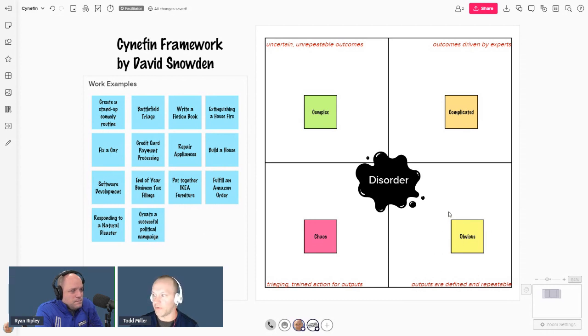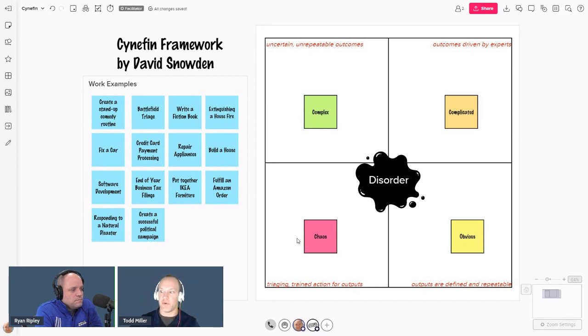Obvious, where outputs are defined, it's very repeatable, inputs are explicit. Think repeatable, think build a widget, very repeatable work. Complicated, which is repeatable, but the inputs might not always be easy to find or explicit, right? The outcomes and outputs are still pretty certain, but we need experts every step of the way, kind of baby stepping this thing through. That's complicated. Complex, where we may not even know what the inputs are. Outputs are very unrepeatable, right? We don't know what we don't know. We're working in the complex domain.